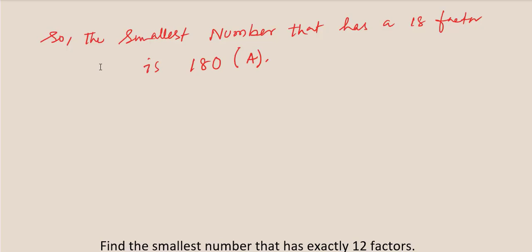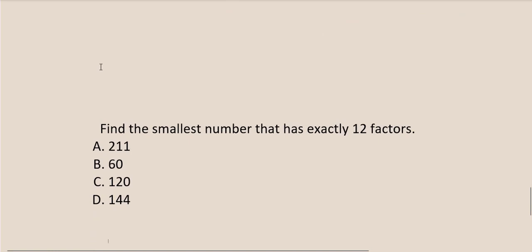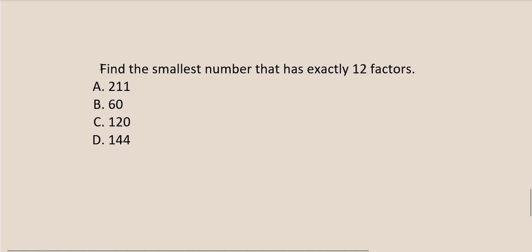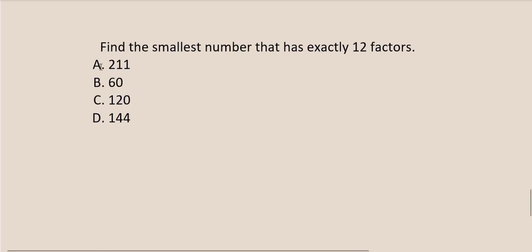Okay, now let's do another example that is based on this previous question actually. So the question is, find the smallest number that has exactly 12 factors. It could be done very quickly. Let's see what are the factors of 12. The possible 3 or 4 factors of 12 are 2 multiplied by 2 multiplied by 3.